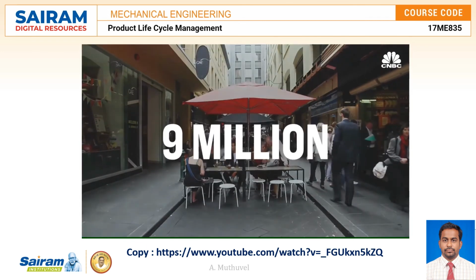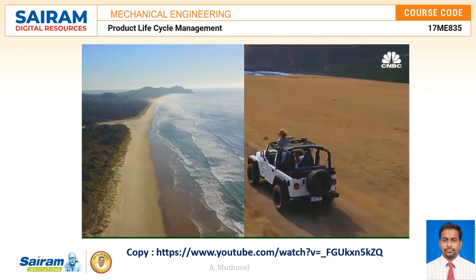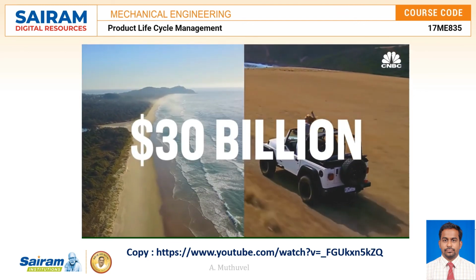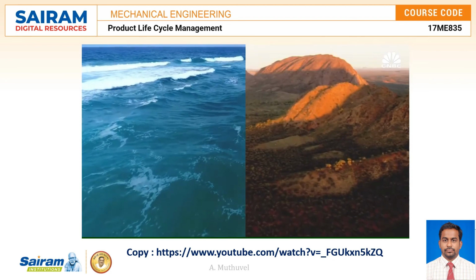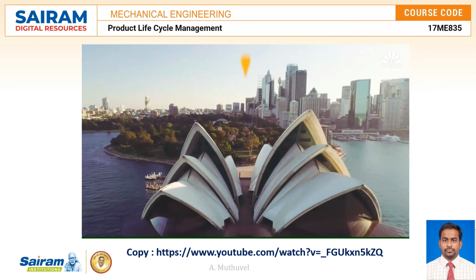Australia welcomed 9 million tourists from 2017 to 2018, and those international visitors spent more than $30 billion in 2017 alone. So tourists could possibly be the key to keeping the company afloat and preventing another downfall.